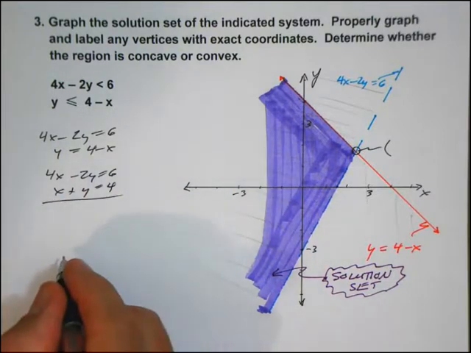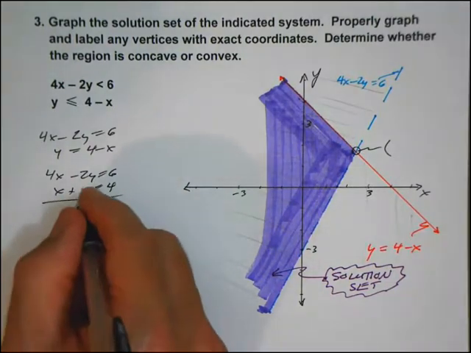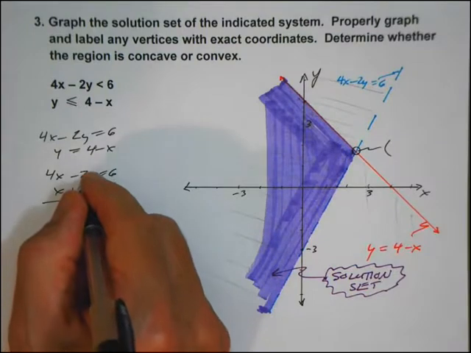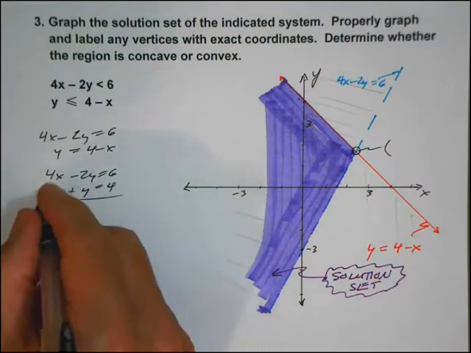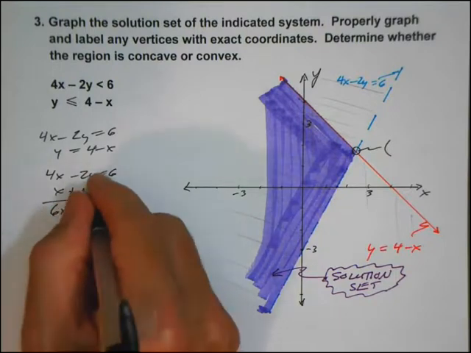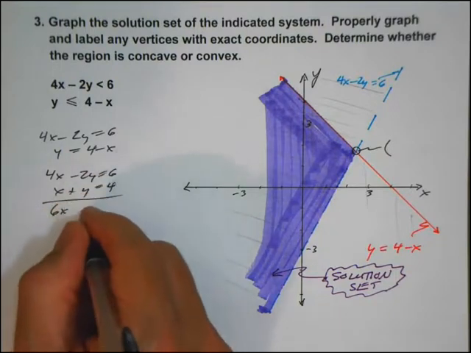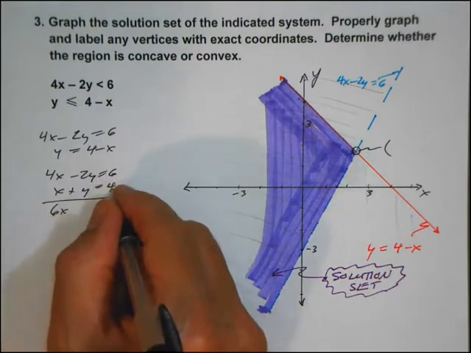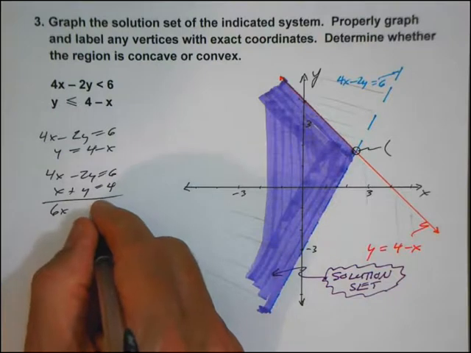Now you can do an elimination method. Add two of these equations to this one, roughly speaking. So 4x and two of these is 2x, is 6x total. Negative 2y and 2y, the y's are eliminated. 6 and 2 of these, that's 6 and 8, that's up to 14.